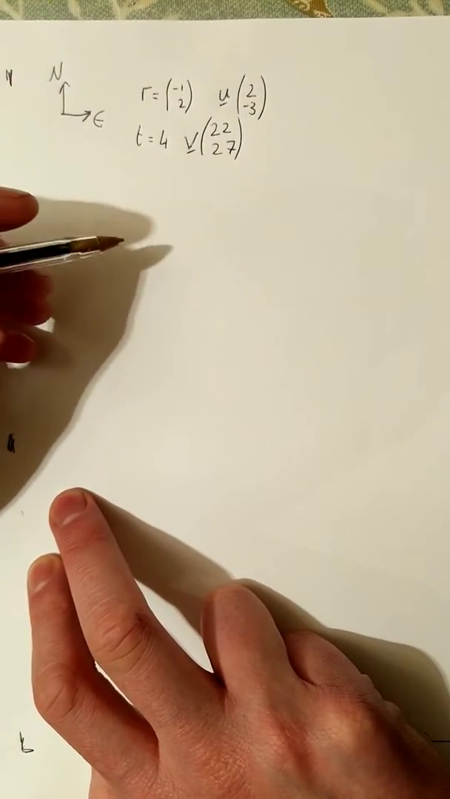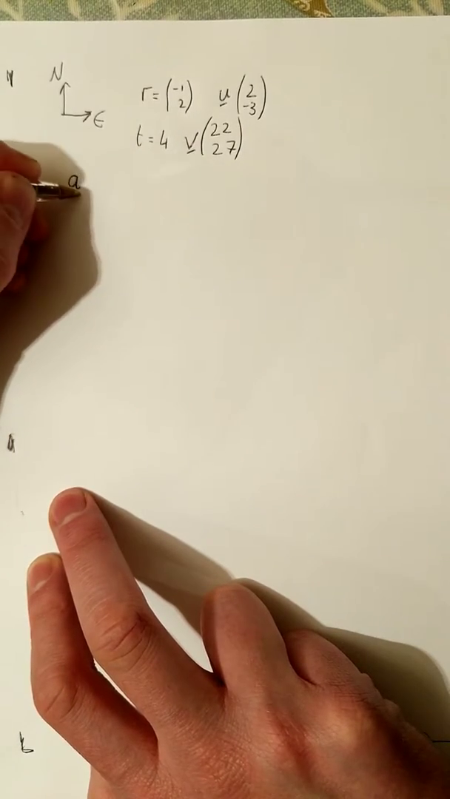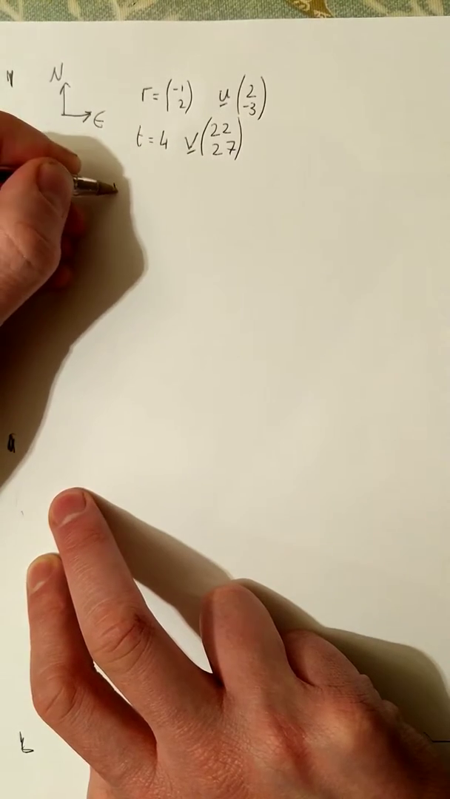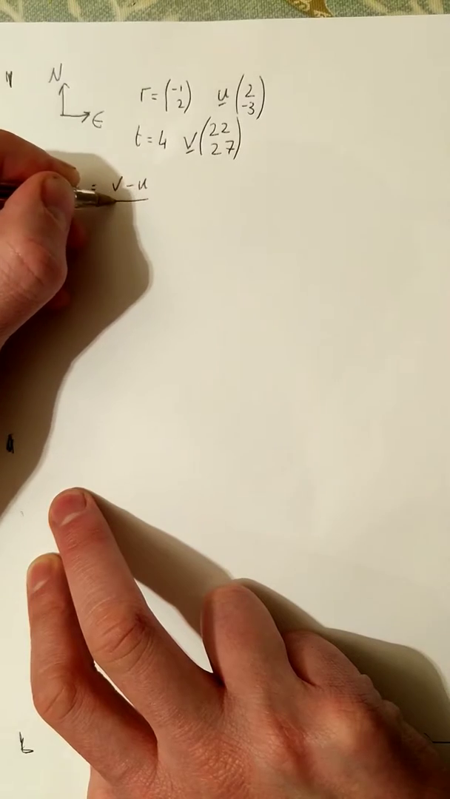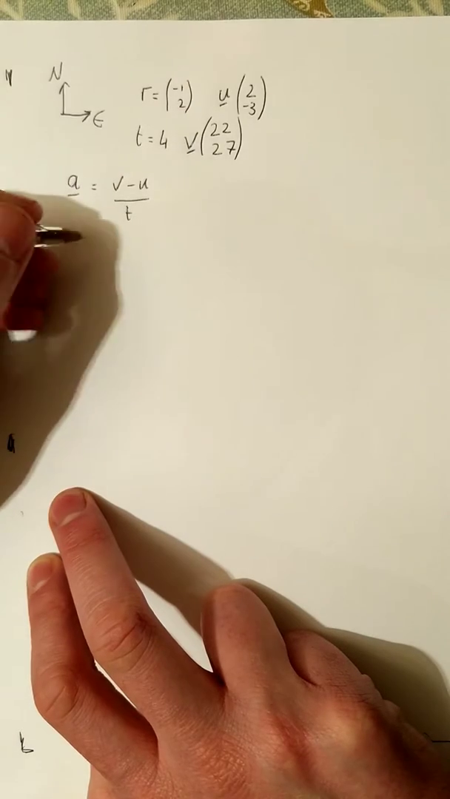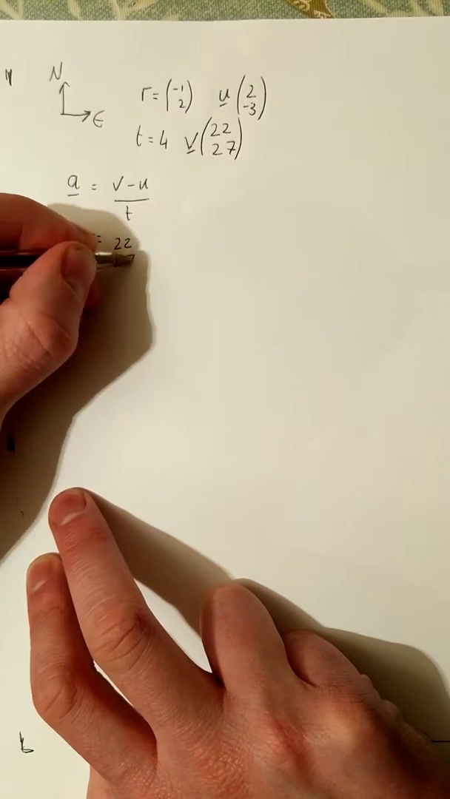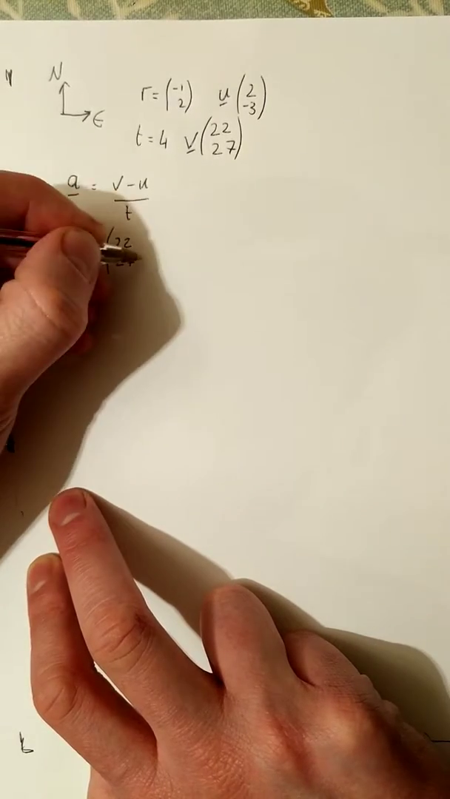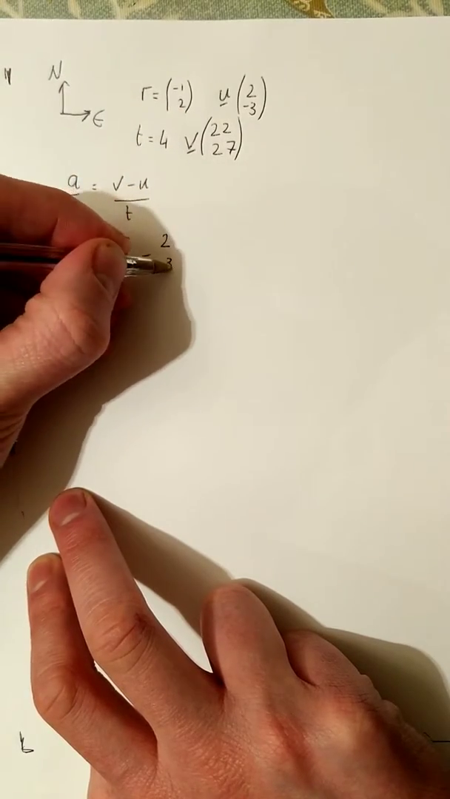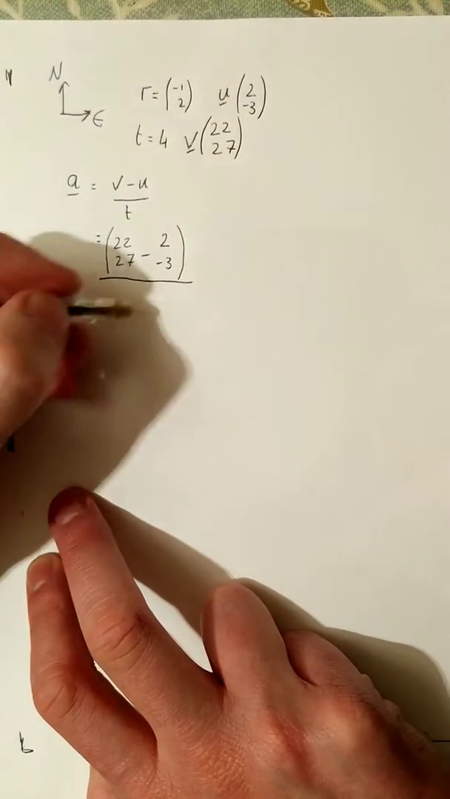So you can see that we're starting to use the SUVAT equations here, and it's asking us to work out the acceleration. So the acceleration is v minus u, the final velocity take away the initial velocity, divided by the time. So we can plug this in, and we've got (22.27) minus (2, -3), all over 4.